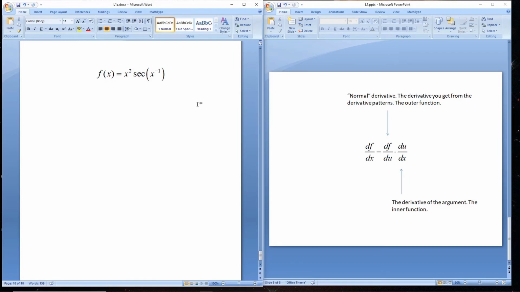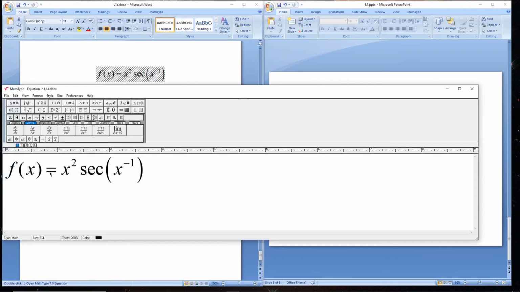The next thing you want to identify is, are we multiplying functions together or dividing functions? Because if we're dividing functions, we have to use quotient. In this case, though, we're multiplying 2 functions together. We're multiplying x squared times this trig function. And when you're multiplying functions together, we have to use product then.